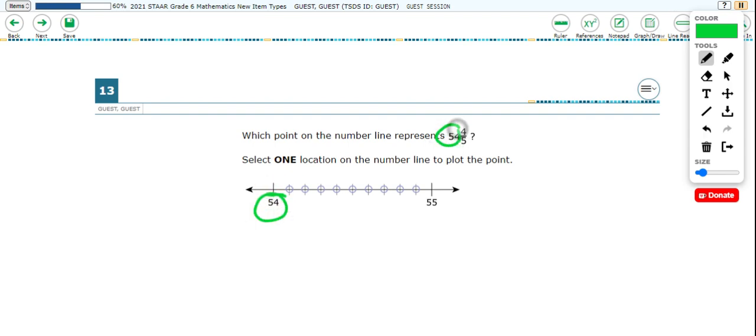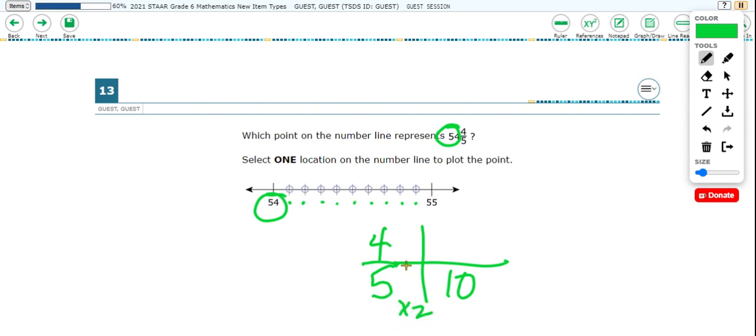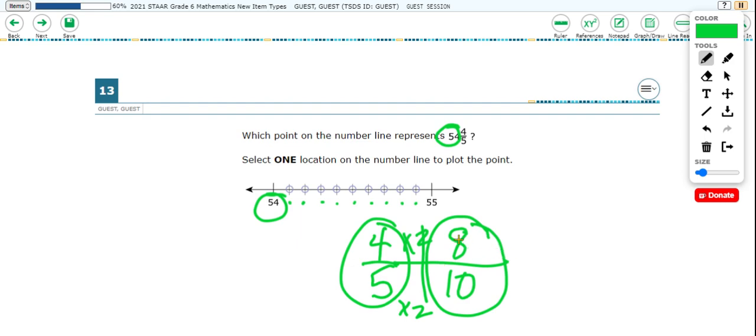Got 54 right here, and then we need 4 out of 5. Well, if we count these up, this is going to be 1, 2, 3, 4, 5, 6, 7, 8, 9, 10. So this is out of 10, 4 out of 5. If we double these, that means this point, 4/5, is going to be here at 8 out of 10. So 1, 2, 3, 4, 5, 6, 7, 8. So it's going to be 8 out of 10 or 4 out of 5.